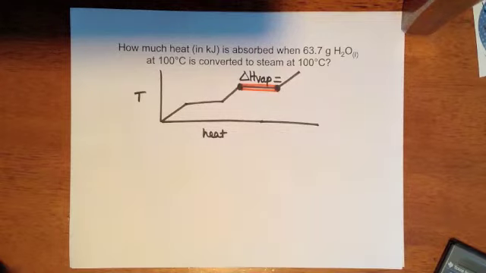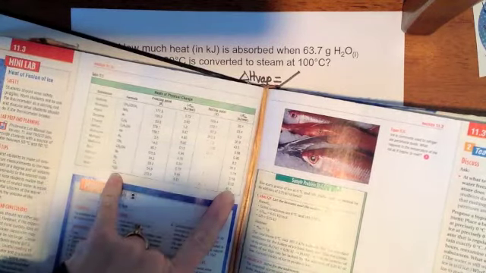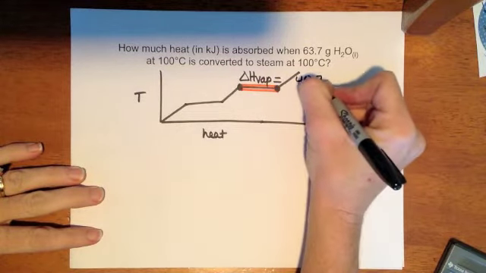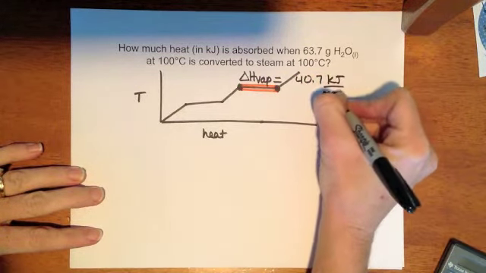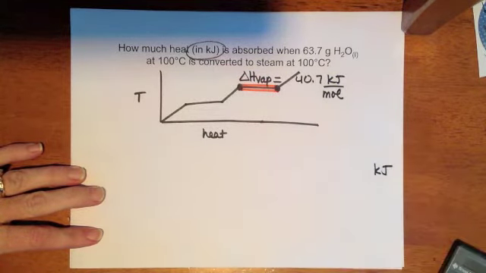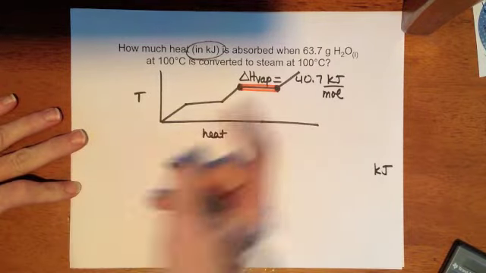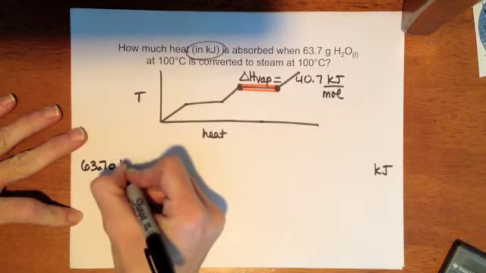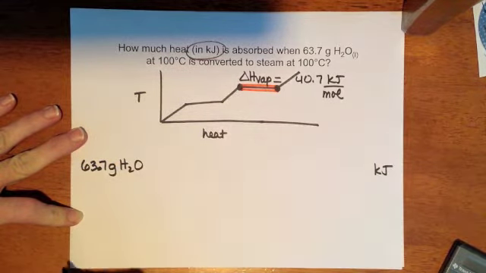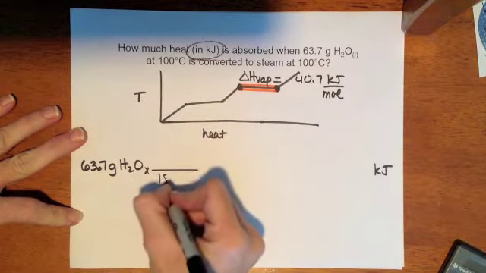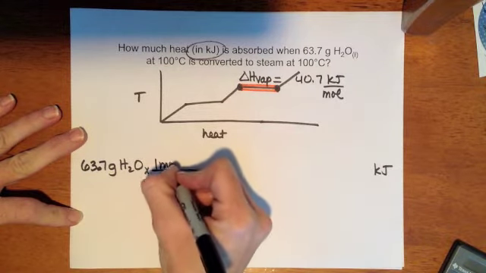Okay, heat of vaporization, I'm looking it up, showing you everything I'm doing. Nothing exciting going on here. 40.7 kilojoules per mole. And it asks for it in kilojoules, so I'm going to be careful and stick with kilojoules. What am I starting with? I have that many grams of water. And I know kilojoules per mole. So I'm going to change my grams of water to moles of water.